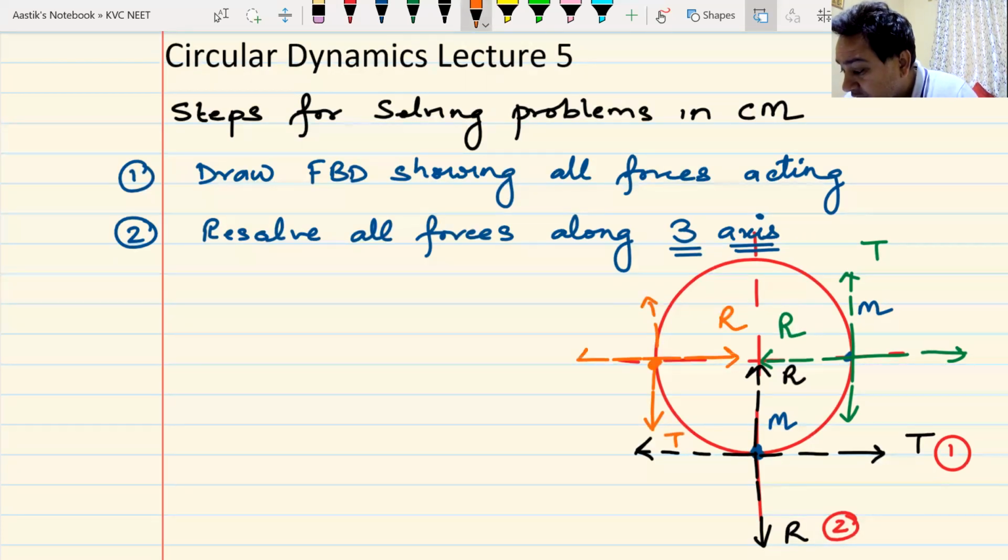Where is the third one? Center of mass, sir? Center of mass? I don't know that term. I have not gone through that term. So if I don't know that term, I cannot explain something in those terms, right? I don't know what center of mass is.